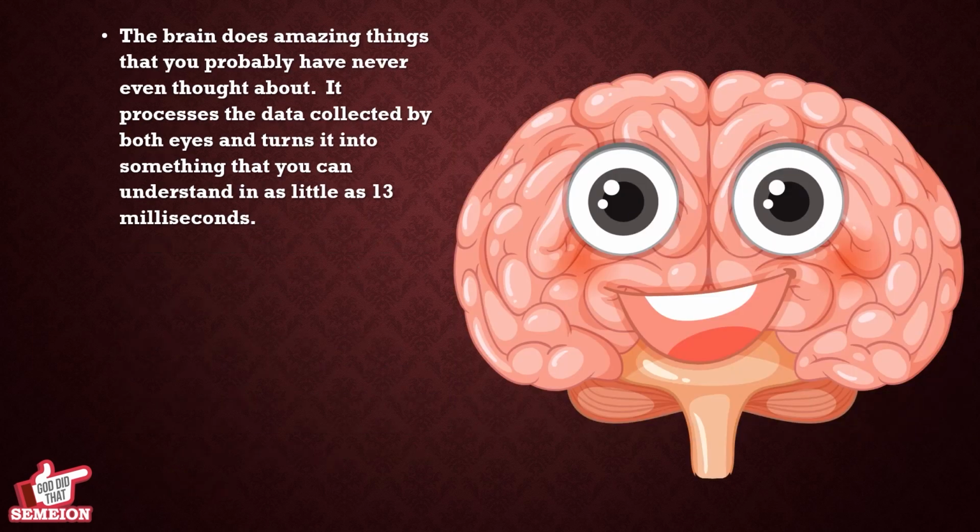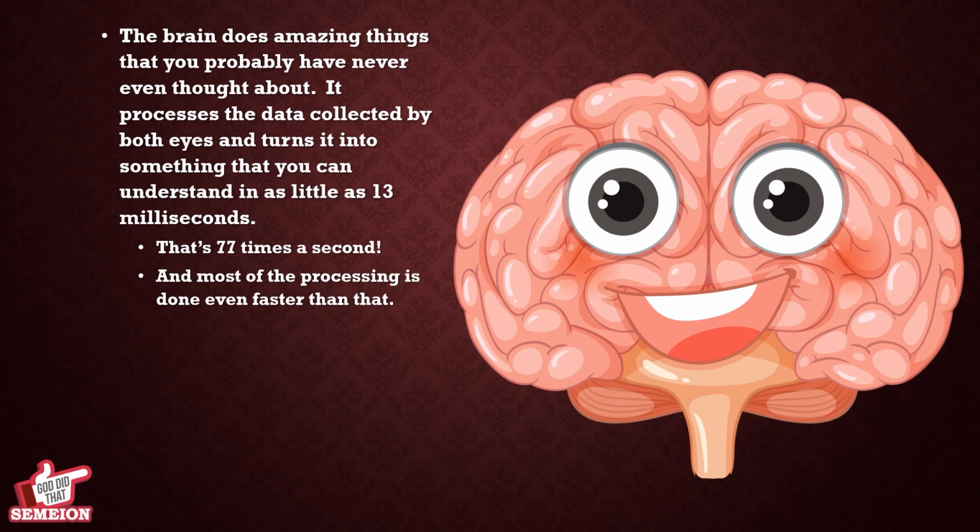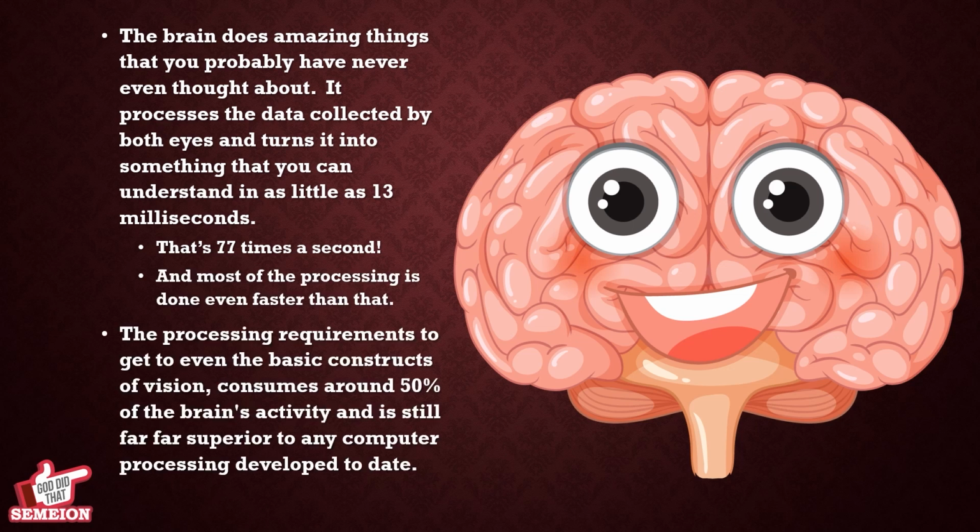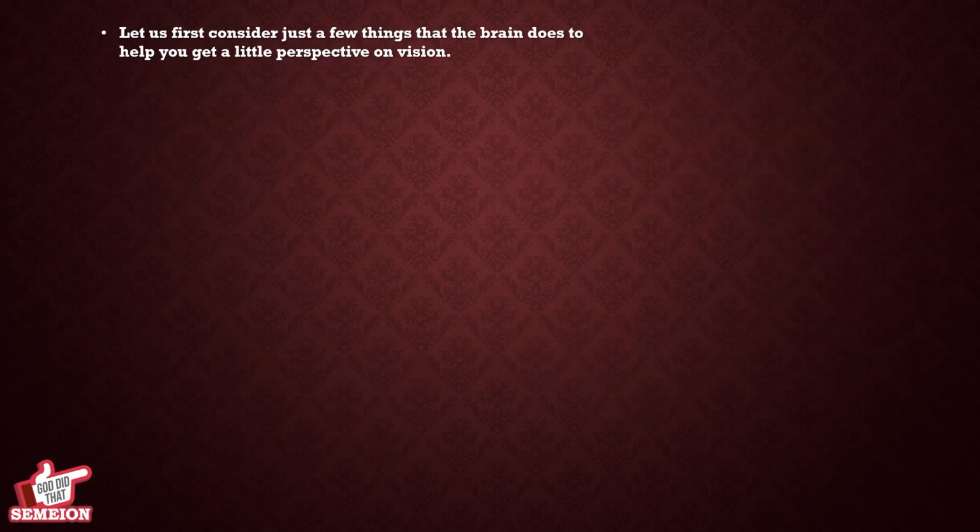The brain does amazing things that you probably have never even thought about. It processes the data collected by both eyes and turns it into something that you can understand in as little as 13 milliseconds. That's 77 times a second. And most of the processing is done even faster than that. The processing requirements to get to even the basic constructs of vision consume around 50% of the brain's activity and is still far, far superior to any computer processing developed to date. Let us first consider just a few things that the brain does to help you get a little perspective on vision.